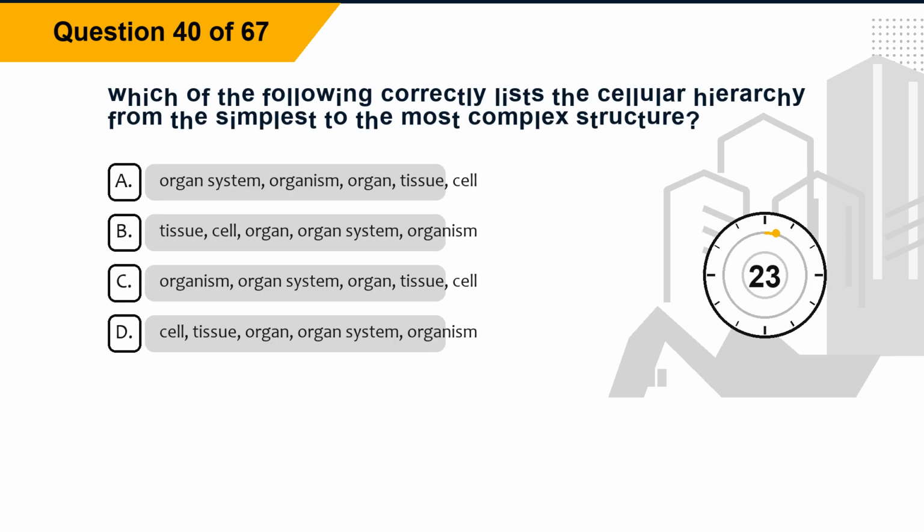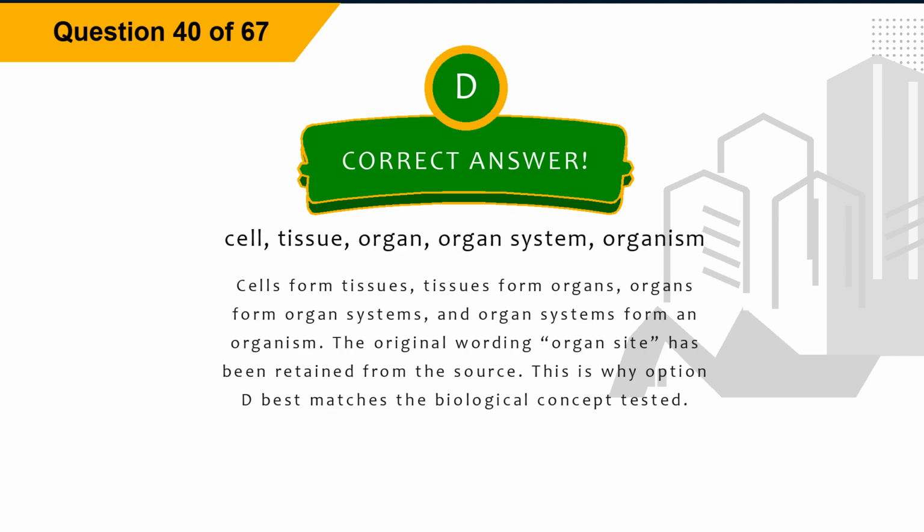Question 40. Which of the following correctly lists the cellular hierarchy from the simplest to the most complex structure? Option A, organ system, organism, organ, tissue, cell. Option B, tissue, cell, organ, organ system, organism. Option C, organism, organ system, organ, tissue, cell. Option D, cell, tissue, organ, organ system, organism. The correct answer is option D. Explanation: cells form tissues, tissues form organs, organs form organ systems, and organ systems form an organism. The original wording organ site has been retained from the source. This is why option D best matches the biological concept tested.